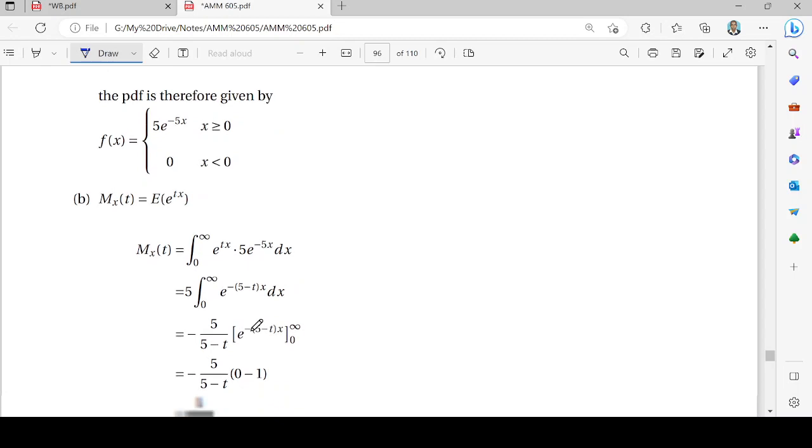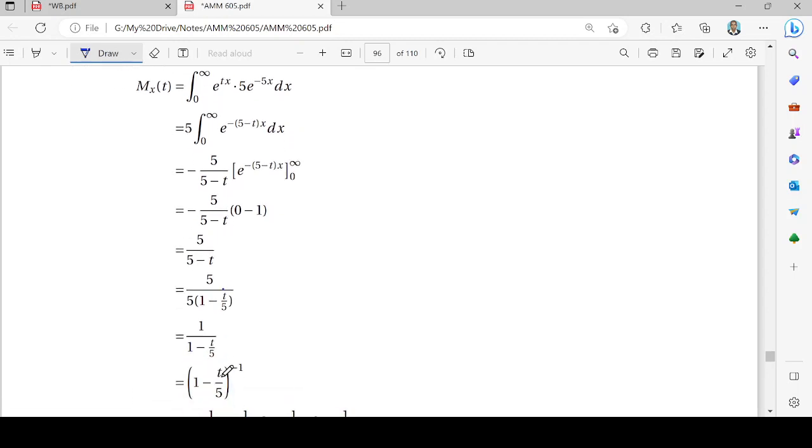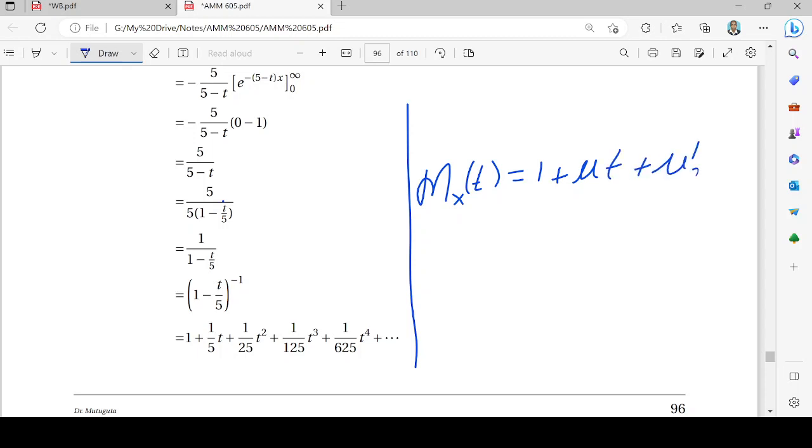So we simplify and then integrate. We expand this using the binomial series, and we get the moment generating function. Once we get the moment generating function, we compare with the general one, which we write as 1 plus mu t plus mu prime 2 t squared over factorial 2 plus mu prime 3 over factorial 3 times t raised to the power of 3, and so on.